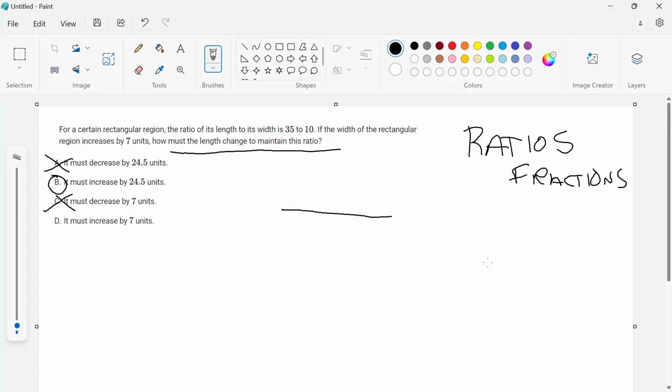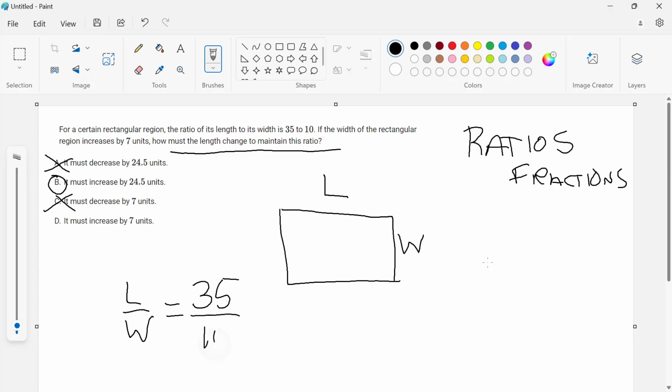Now, some people wouldn't see that, so I'm going to draw this and set it up. There's the length, there's the width. It says ratios. Ratios are a fraction, length to width. The original ratio, length is 35, width is 10. It says that the width increases by 7. 10 plus 7 is 17. I need to find the new length.